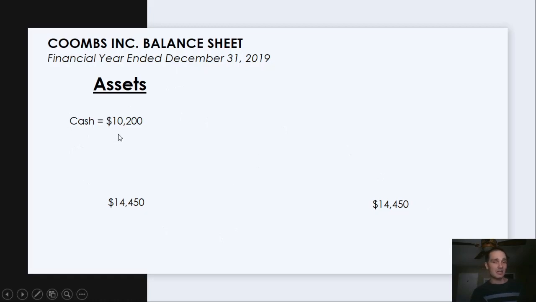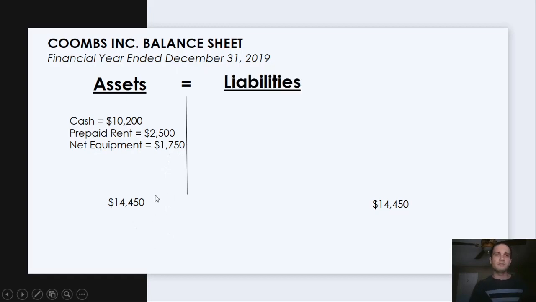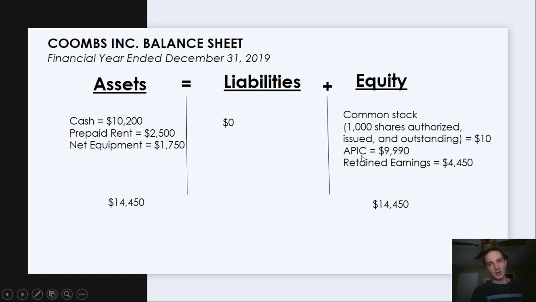So assets, now we have 10,200. That was just the $5,000 increase in cash from the previous video. We have our prepaid rent and our net equipment of $1,750. We have no liabilities yet for our company, and our equity is our common stock, our APIC, and our retained earnings, right? This retained earnings comes from our statement of shareholders' equity. If you add all of these together, you get your $14,450. And so the question here is, do assets equal liabilities and equity? Yes, they do, and we know our debits equal our credits. So the two fundamental rules of accounting are satisfied. Debits equal credits, and assets equal liabilities plus equity, which is the balance sheet.